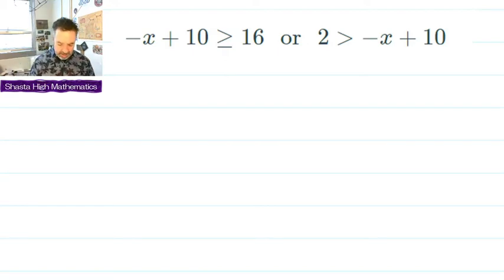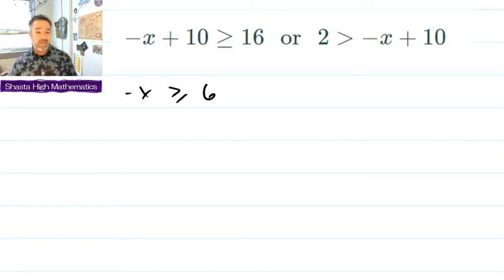So on this first side here, I'm going to subtract 10 from both sides. That gives me that -x is greater than or equal to 6. And now you can see it, there's a negative there.